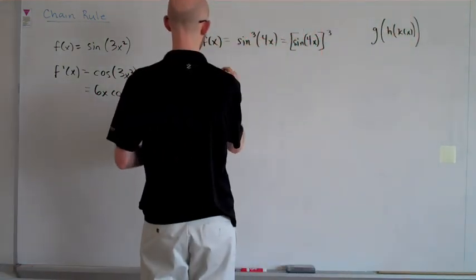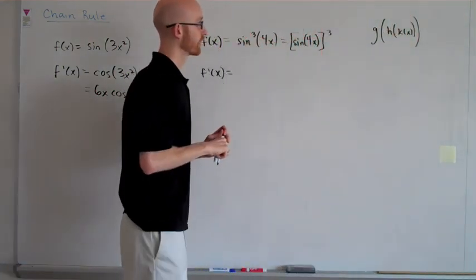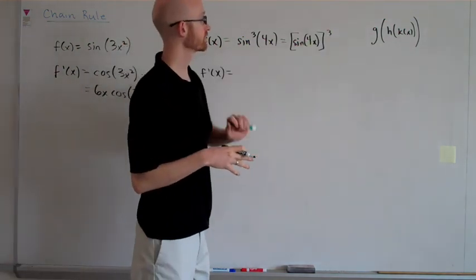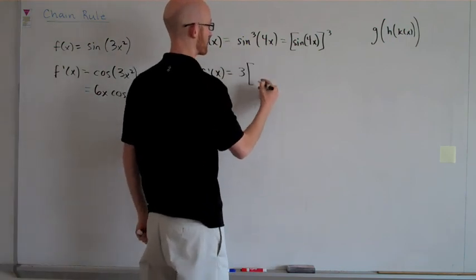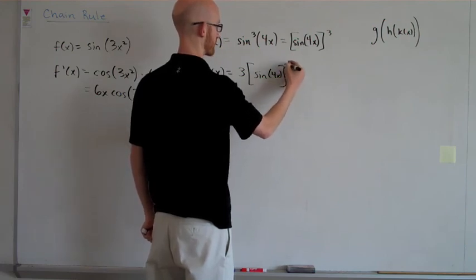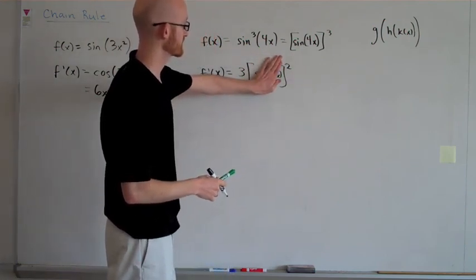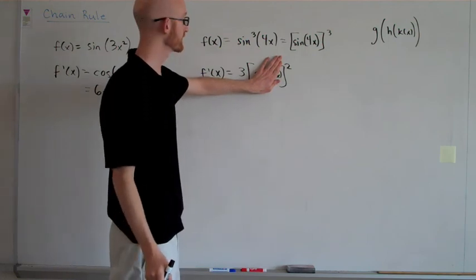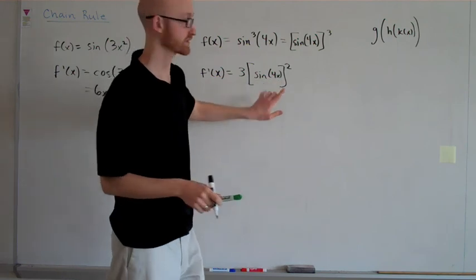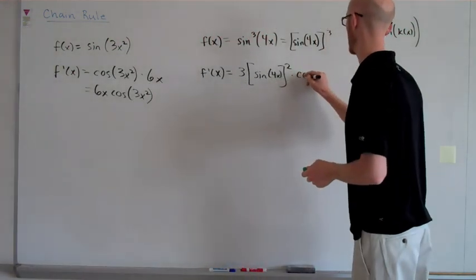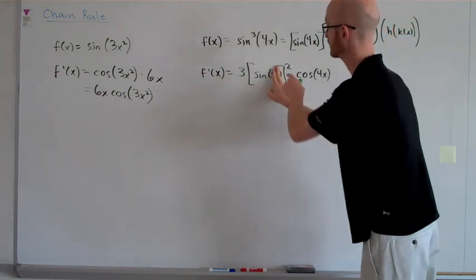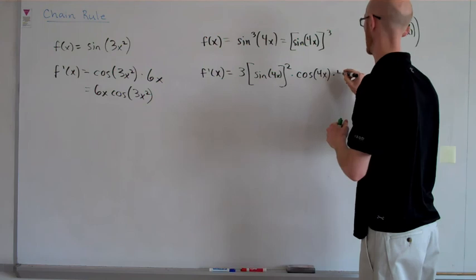So the first thing we need to do is figure out what is our outermost function, and we determined that was the cubic. So we're cubing, so it's 3 times this stuff squared. Now we go inside and we say, what were we ignoring? And that was sine of 4x. Sine of 4x separately, its derivative, would be cosine of 4x. But again, we've ignored that inside part, the 4x. So now we have to multiply by 4.